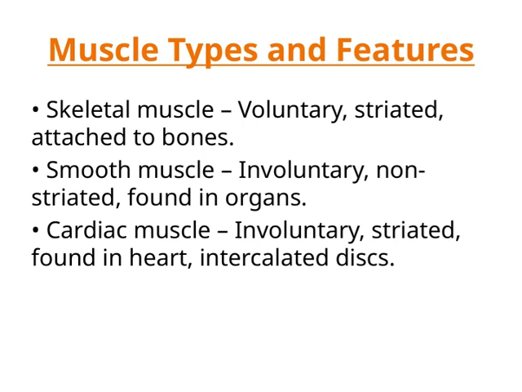Like skeletal muscle, it's striated, but it's involuntary, which makes sense because our heart needs to beat automatically without us thinking about it. It's found only in the heart, and it features specialized structures called intercalated discs that allow the heart muscle cells to work together efficiently. Understanding these muscle types helps us appreciate how our body performs a wide range of functions seamlessly.